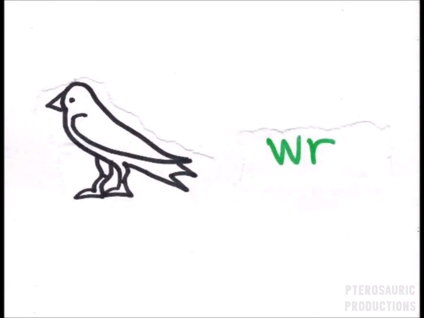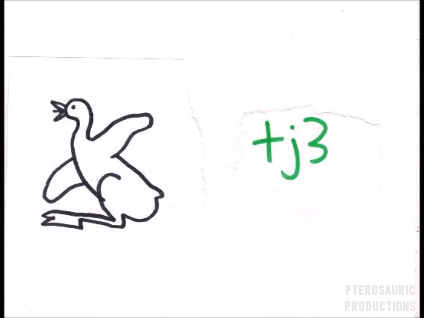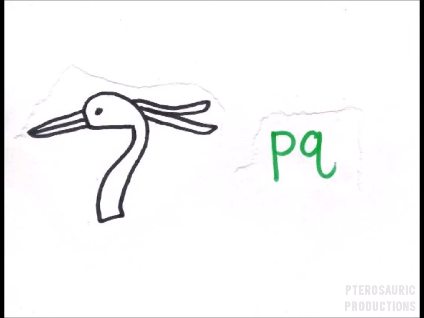Next is the swallow, spelled W-R. And next is the pintail, flying. And this means to fly. And it is spelled P-A. And this little bird means young bird. And it is spelled T-J-A. Next is the head of crested bird.